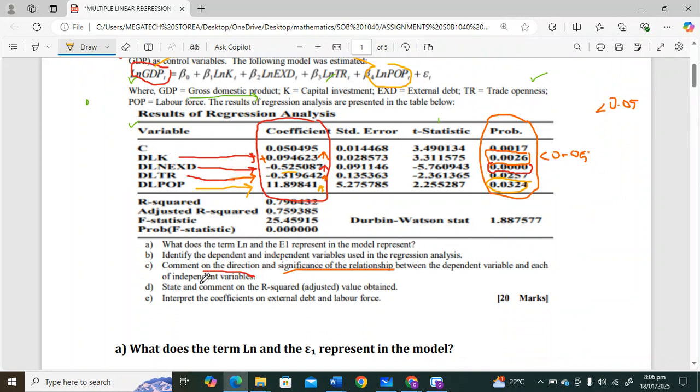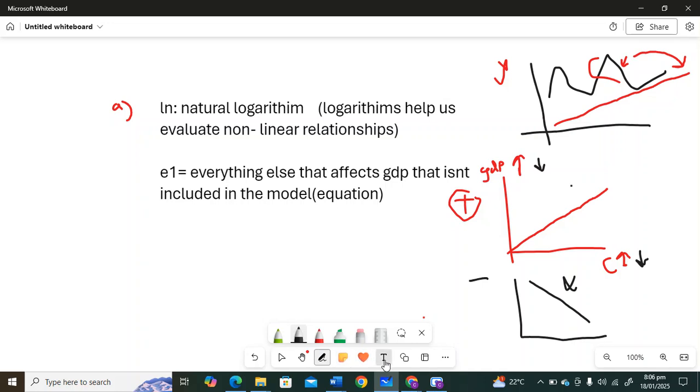Okay, part D, it says state and interpret the adjusted R squared value obtained. Okay, this R squared here. So what this adjusted R squared tells us is how good the factors we've chosen in the model are in explaining changes in GDP. Basically, you want to see if your model is good with the factors chosen.